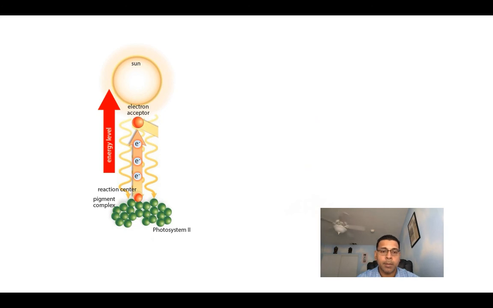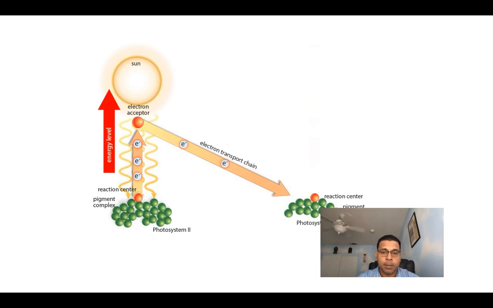The high-energy electrons, which contain the energy originally found in the incoming photons, are then passed to the electron transport chain, or ETC. The ETC harvests the energy from these electrons and uses it to charge adenosine diphosphate, or ADP molecules, forming adenosine triphosphate, or ATP. Remember that this is a non-cyclic reaction, so these electrons are not returned to photosystem 2. Instead, they are handed off to photosystem 1.